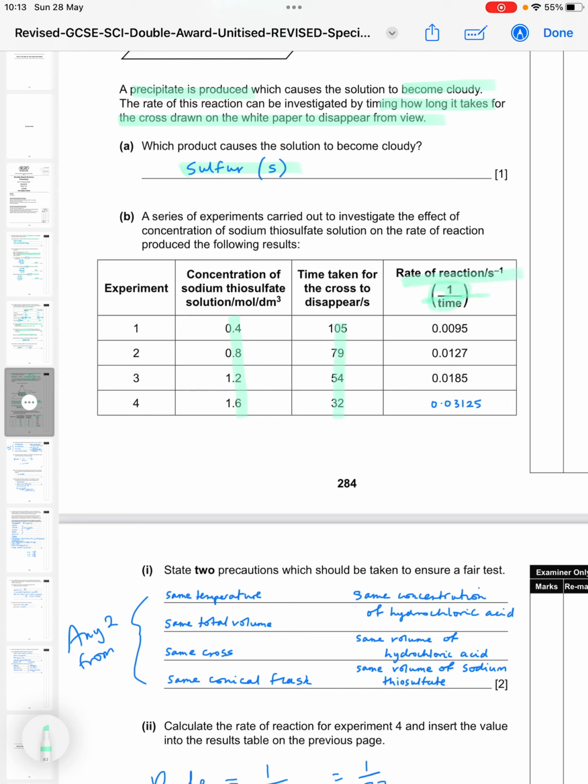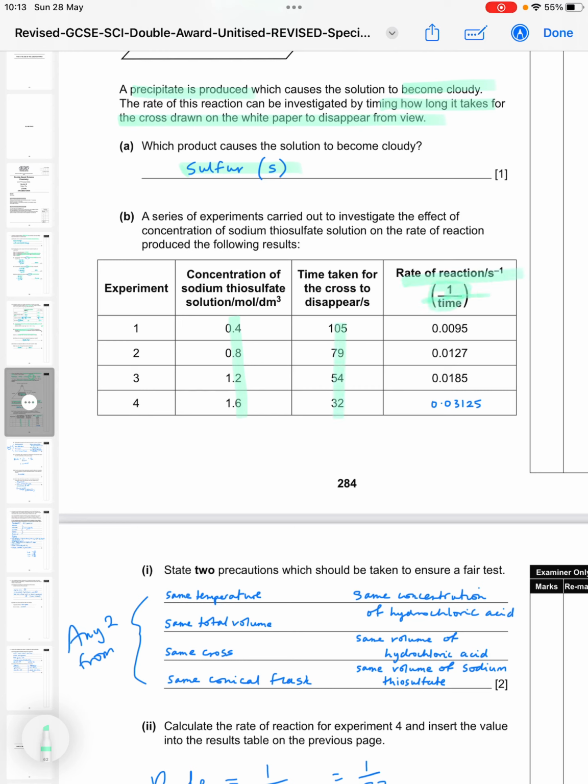So from the results of the experiment, state the effect of increasing concentration of sodium thiosulfate on the rate of reaction. So back to the results table. As you can see, increasing the concentration is going from the top to the bottom. And what that does is it increases the rate. So just writing in one word, increases.